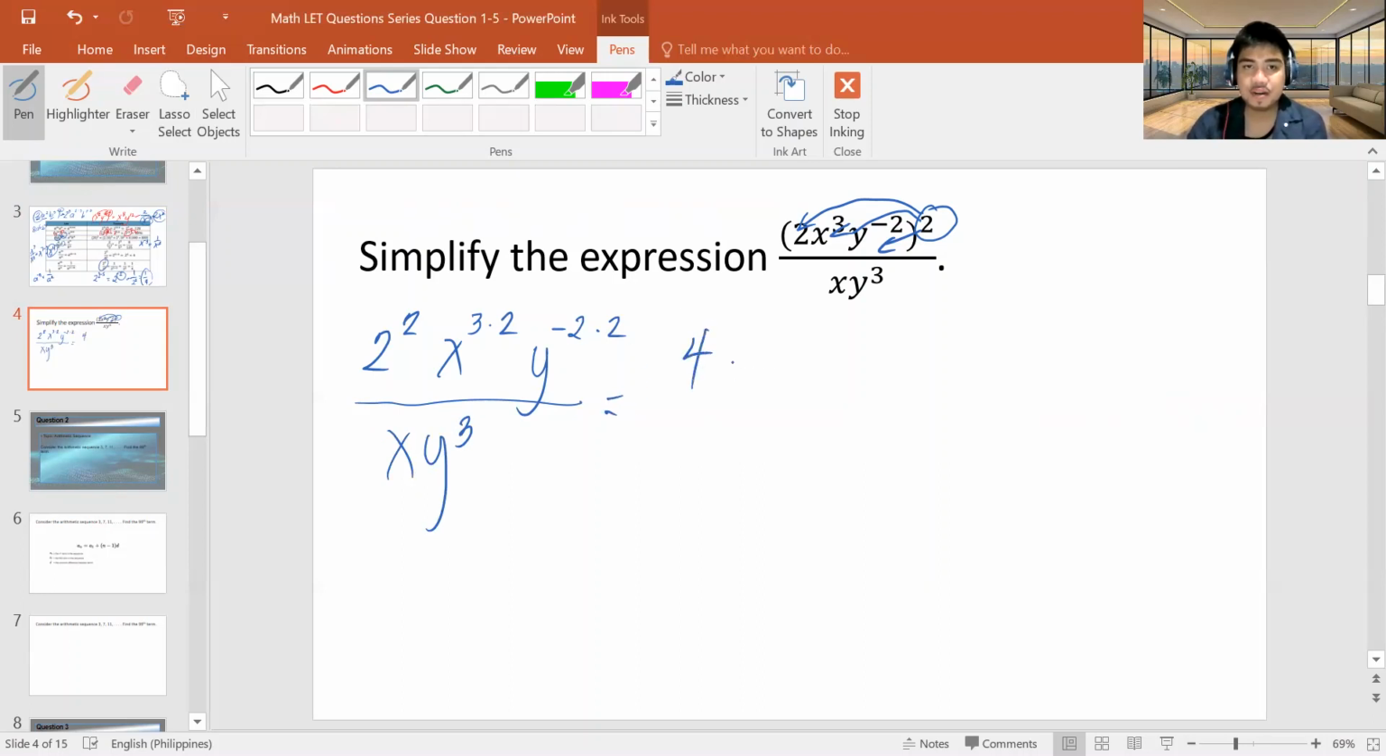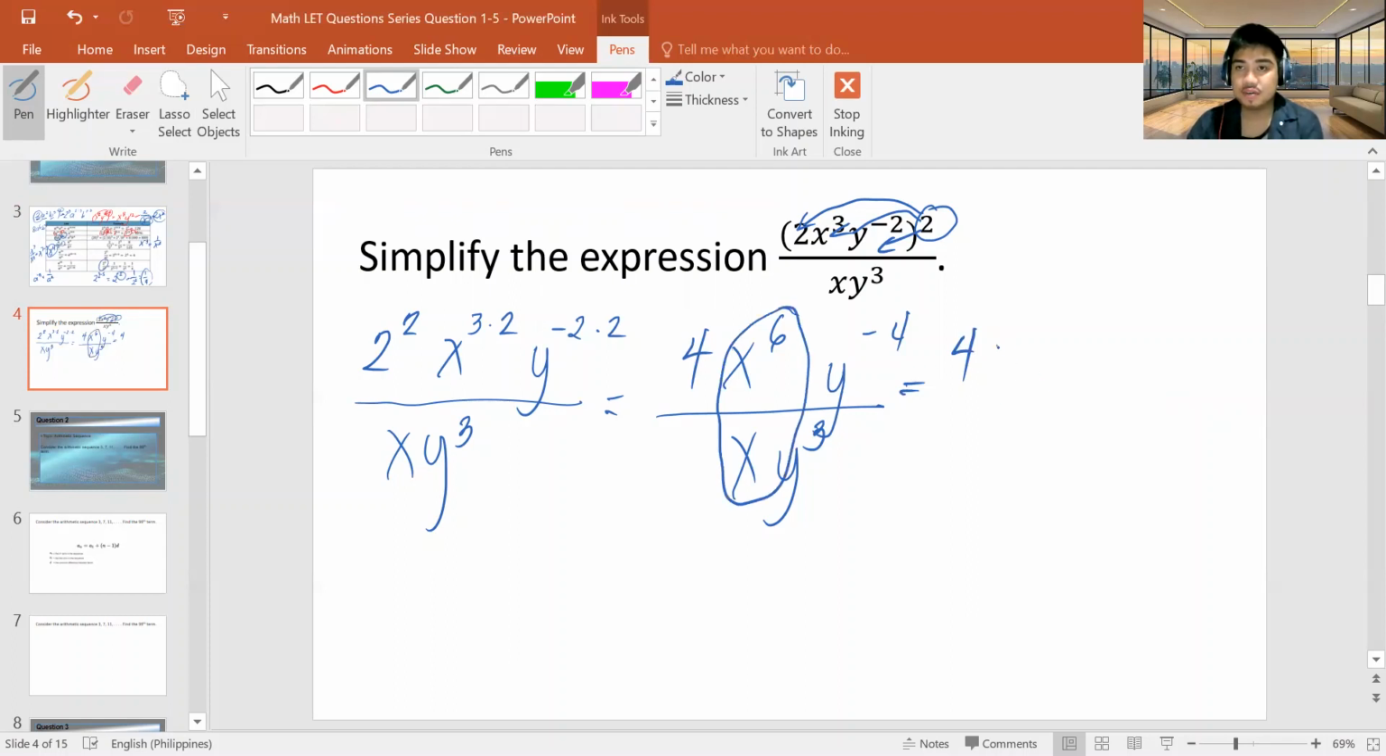So, meron tayong 4. Then yung 2 raised to 2. Then we have x raised to 6. And then y raised to negative 4. All over x, y, 2. So, paghiwa-hiwalayin muna natin para hindi tayo malito. So, 4. Tapos yung ito. Parehas ang variable. X raised to 6 over x, and then ito, we have y to the negative 4 over y to the 3.